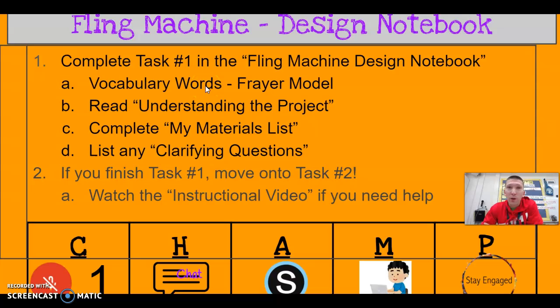Vocabulary words with the Frayer model, and you did that with your first design notebook. Read understanding the project to know what you're going to be doing for the Fling Machine. Complete a materials list, because you may need to come up with a few materials of your own. And then if you have any questions at the end, you're going to want to write them down so we can talk about them together on Tuesday. If anybody were to finish task number 1 and you have time left, you can obviously move on to task number 2. But that's okay if you don't get that far today.